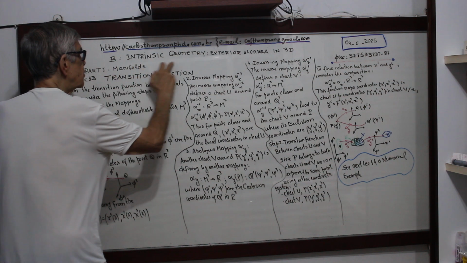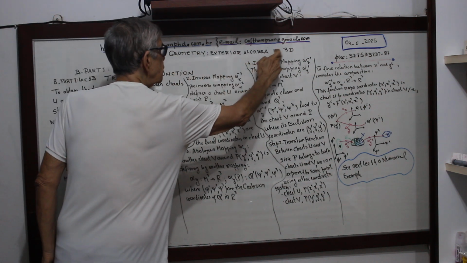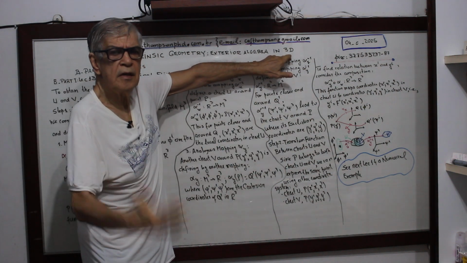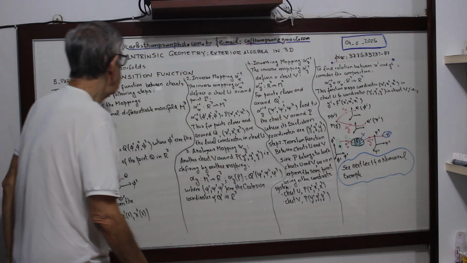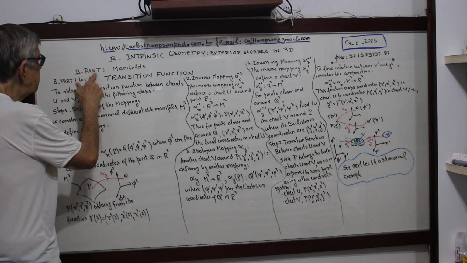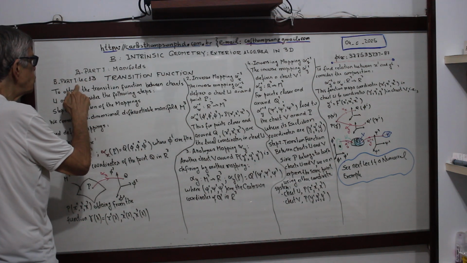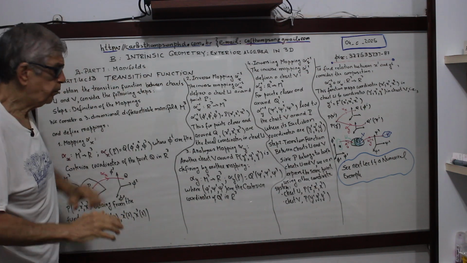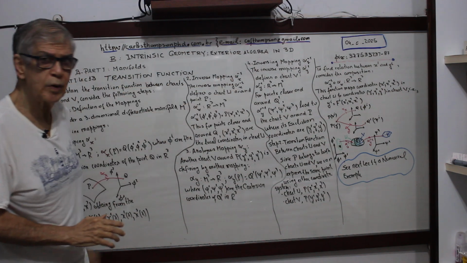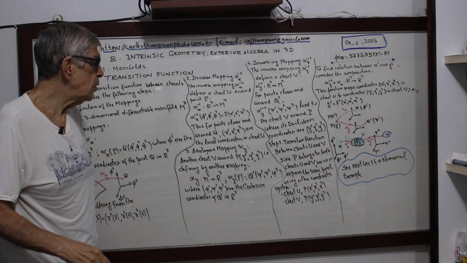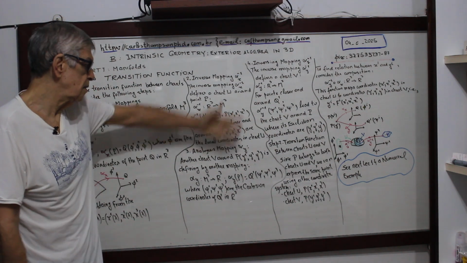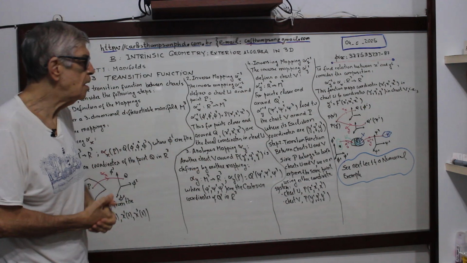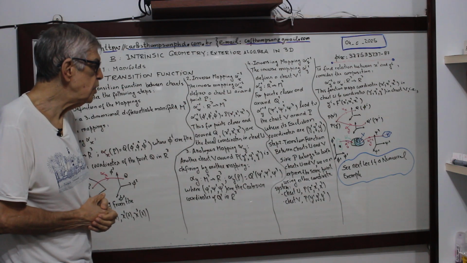Item B, intrinsic geometry, exterior algebra in 3D. This can be for any D, any dimension, no problem. So B part 1, manifold. B part 1, lecture 13, transition function. You see, this concept that's written here, you have already seen. So no news about the concept over here.